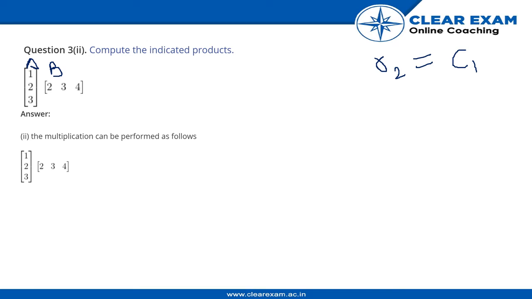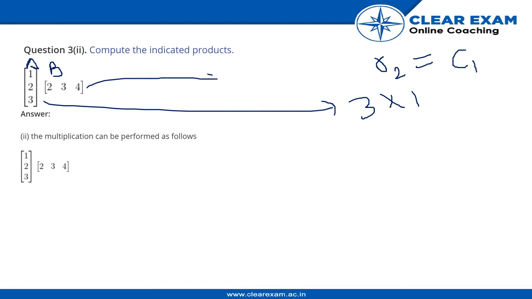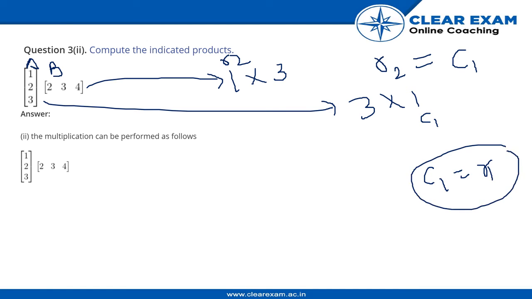Let us see. The order of the first matrix, this one, is 3 rows into 1 column. The order of the second matrix, this one, is 1 row into 3 columns. So our R2 is this one and our C1 is this one. We see that our C1 is equal to R2. Now we can proceed for matrix multiplication. Our first step is that we first multiply 1 with 2, then 1 with 3, and sorry, let me explain it to you in a better way.